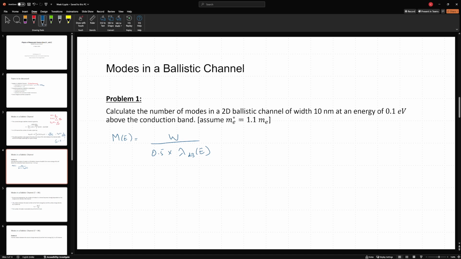And over here I know this quantity is W, and I've been given that the energy E of the electron is EC plus 0.1. Now, how do I find what EC is? No information about that has been given, at least it would appear to be so. But we know that m star is equal to 1.1 ME.